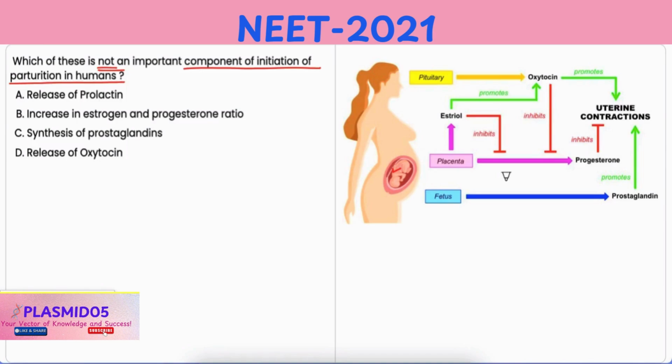Option A, release of prolactin. It is not an important component of parturition. Prolactin is primarily responsible for stimulating milk production after childbirth. Hence, it is the correct answer.